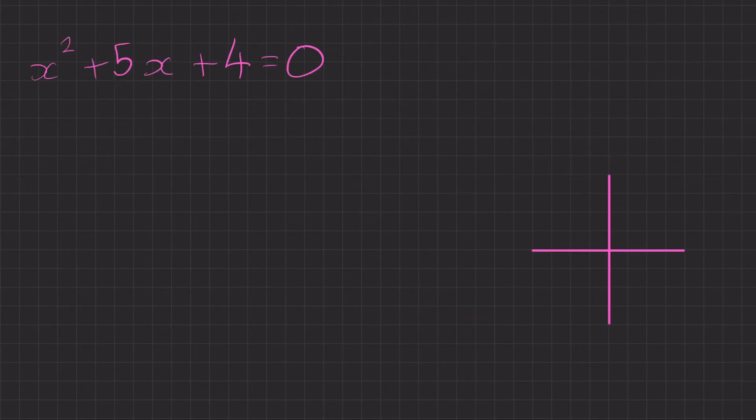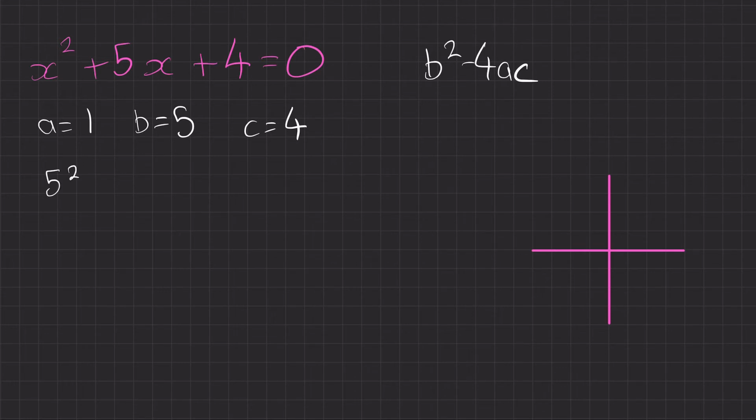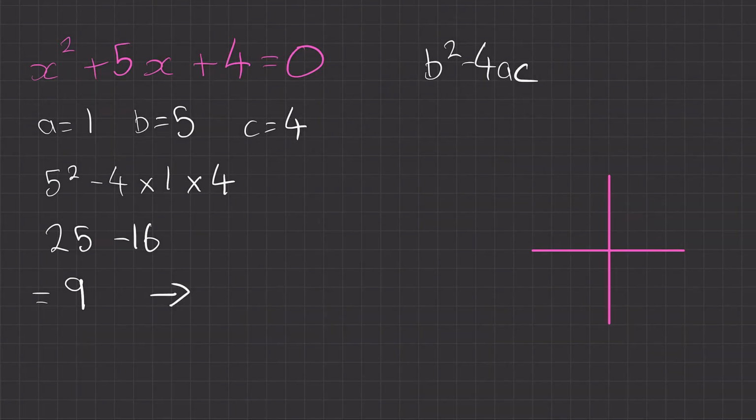Let's try to find out whether this quadratic equation has any real solutions. So we're going to bring back the discriminant, which is b squared minus 4ac. I'm going to write down a equals 1, b equals 5, and c equals 4. If we substitute that into the discriminant, we'll have 5 squared minus 4 times 1 times 4. Therefore, we'll get 25 minus 16, which equals 9. So the discriminant is equal to 9. Therefore, the graph will have two real solutions, and the graph may look something like this.